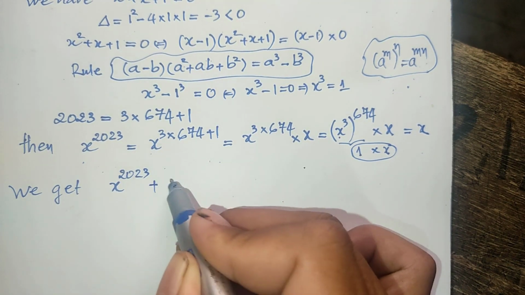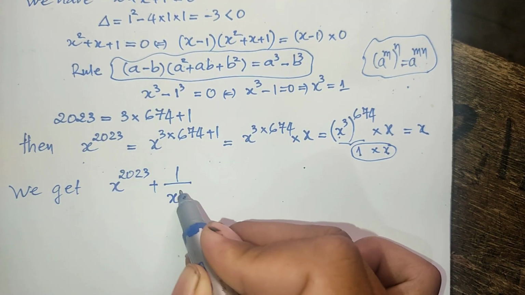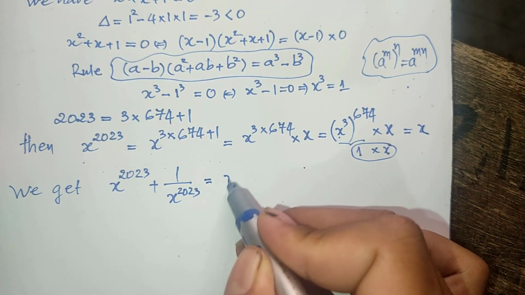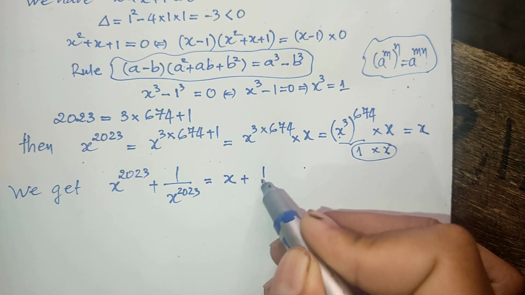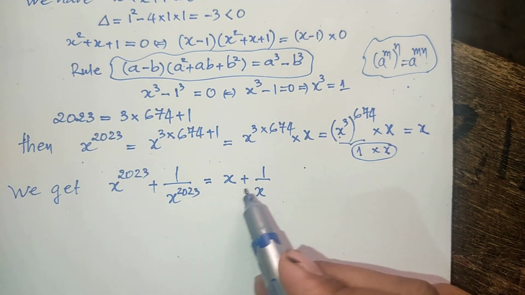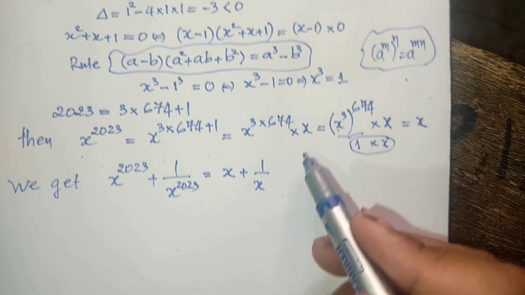So we get x power 2023 plus 1 divided by x power 2023 is equal to x plus 1 divided by x, because this equals x and this equals x. So here we replace by x.